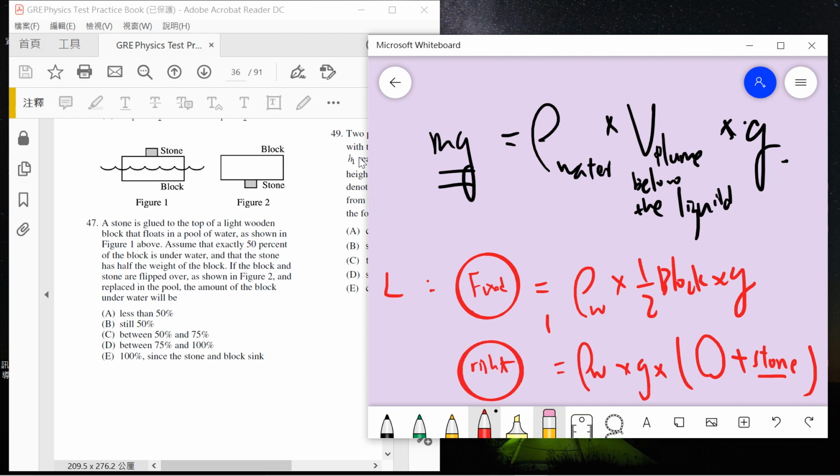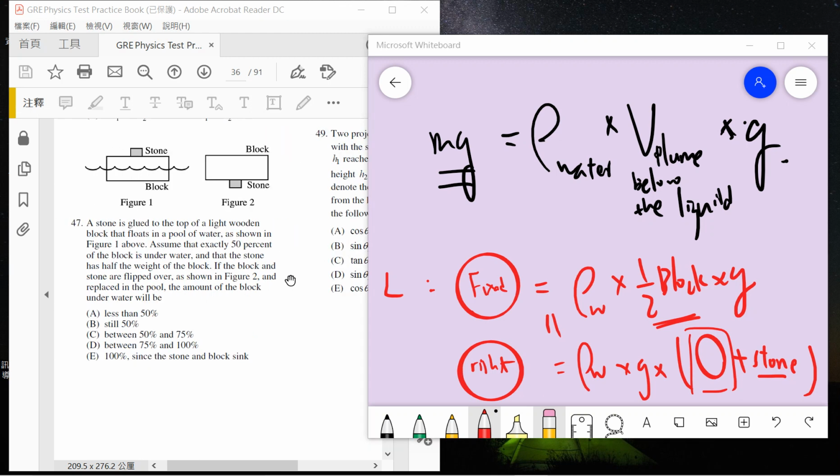So these two must be the same. So this tells you that this one must be less than half times the volume of the block. So it's less than 50%. So the answer is A.